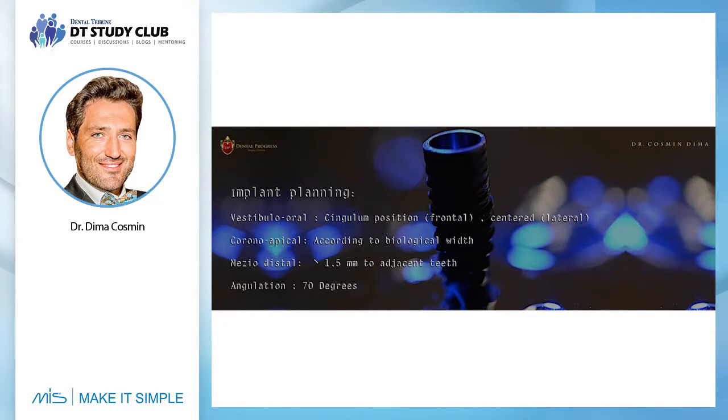Mesiodistal, we have to keep more than 1.5 millimeters to adjacent teeth and more than 3 millimeters to adjacent implants. And the angulation is very, very important. In the frontal area, we know that it's very difficult to obtain the perfect angulation, but we have to keep in mind that the ideal one is 70 degrees.